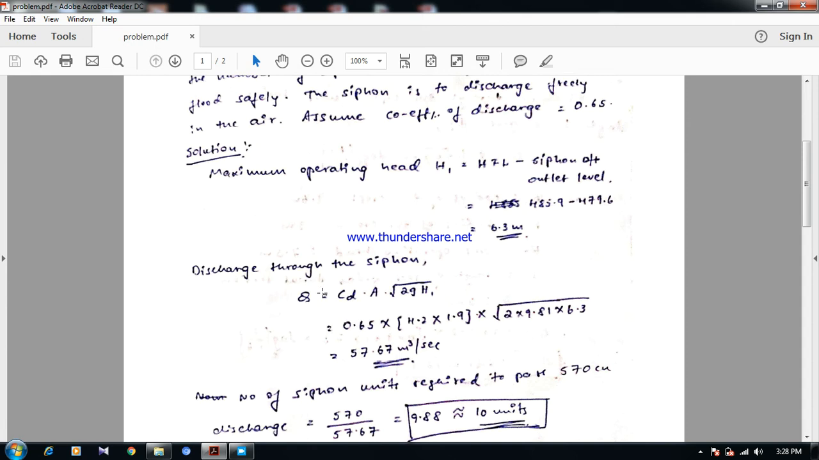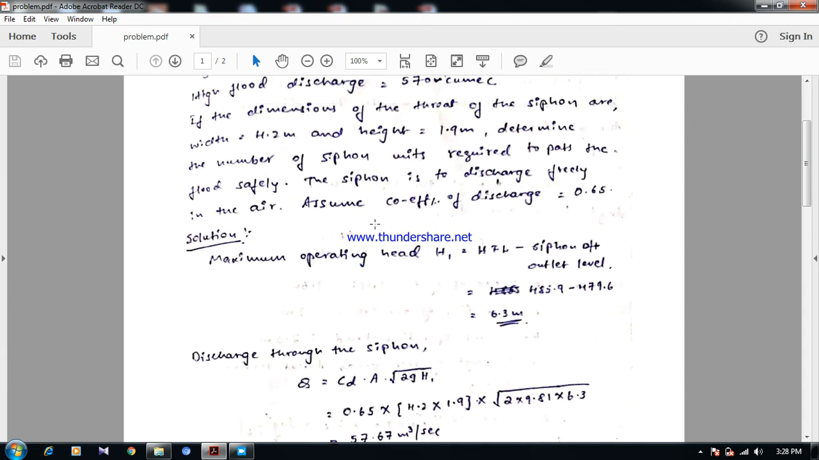So substitute all the values in this discharge equation, we will get the answer 57.67 meter cube per second. So we got the discharge through the siphon of size 4.2 meter width and 1.9 meter height.